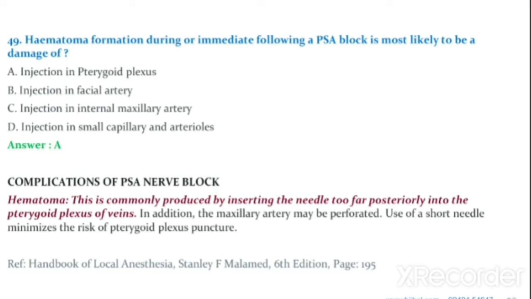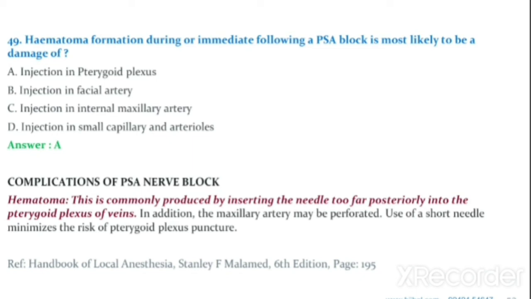Question number 49. Hematoma formation during or immediately following a PSA block is most likely due to: option A, injection in pterygoid plexus; option B, injection in facial artery; option C, injection in internal maxillary artery; option D, injection in small capillary and arterioles. Answer is option A, injection in pterygoid plexus.